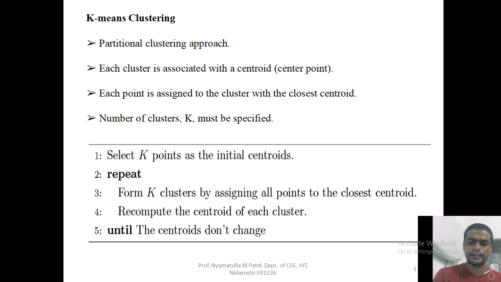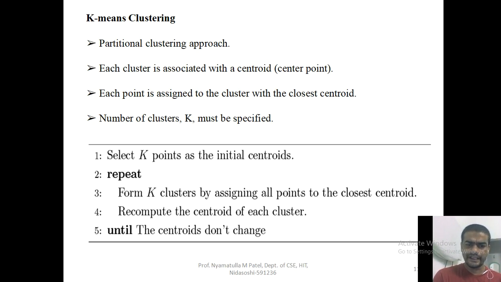So, whenever you are applying the k-means clustering algorithm, you need to specify the total number of objects and into how many clusters you want to divide them. So, what does the algorithm say? First, it is a partitional based clustering approach. Each cluster is associated with a centroid, or center point. Each point is assigned to the cluster with the closest centroid, and k must be specified.